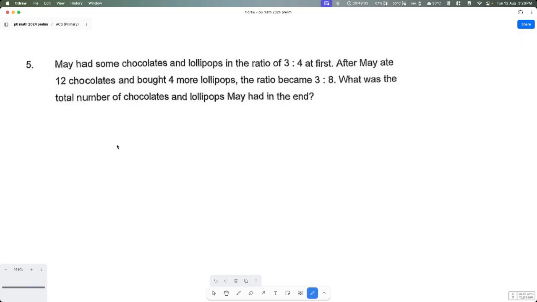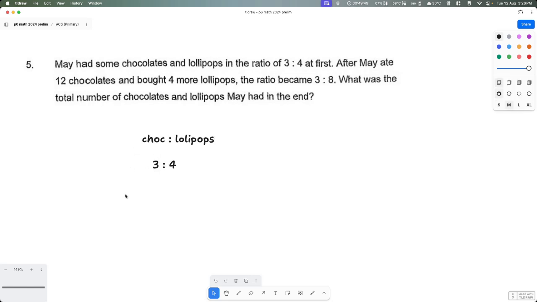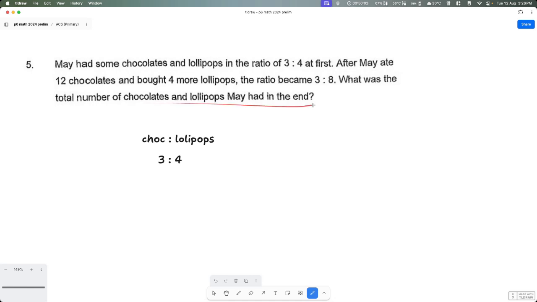All right, let's move on to question number 5. May had some chocolates and lollipops in the ratio of 3 to 4. Let's write down chocolates to lollipops, which is 3 to 4 at first. After May ate 12 chocolates and bought 4 more lollipops, the ratio then became 3 to 8. What was the total number of chocolates and lollipops May had in the end?